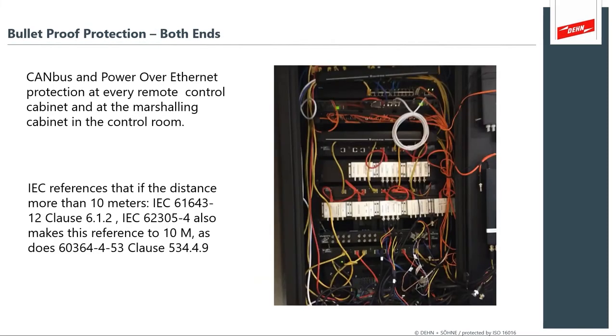Bulletproof protection on both ends. So you've got your exposed IO control and IO flow meters. What's on the other end? Is the cabinet properly protected? CAN bus and power over Ethernet protection should be at every remote control cabinet and in the marshaling cabinets in the control rooms. And I did reference that we're looking for distances greater than 10 meters, that the IEC standards do a really good job helping direct and offer guidance so that the designers and the operators have an idea of what to look for.